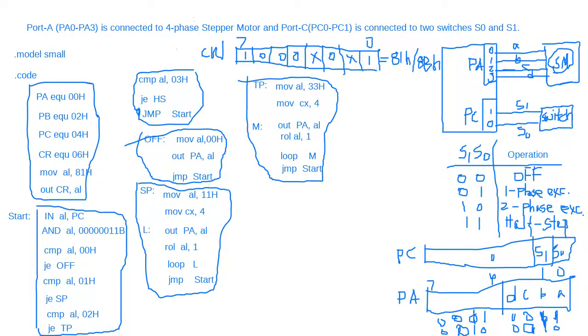Mov AL, comma, half for half step. First of all, it is single phase. So 1 1H.